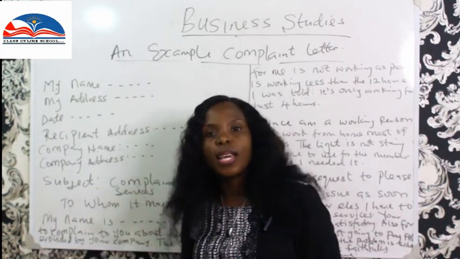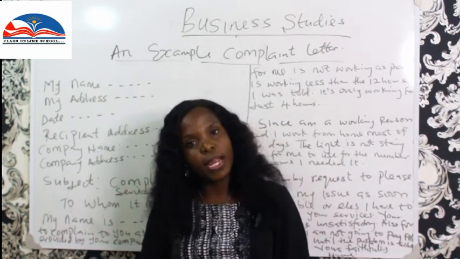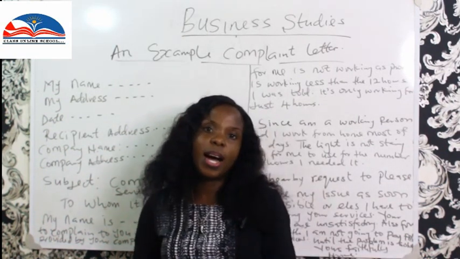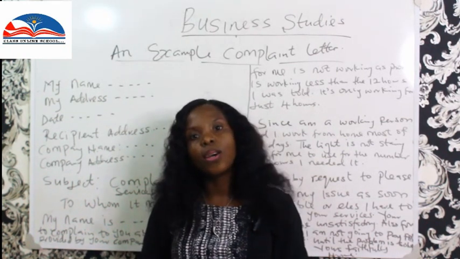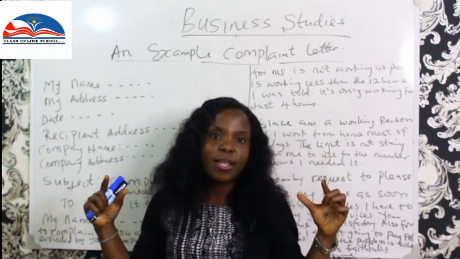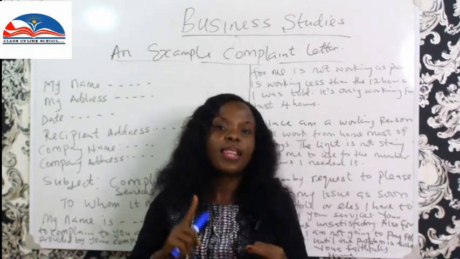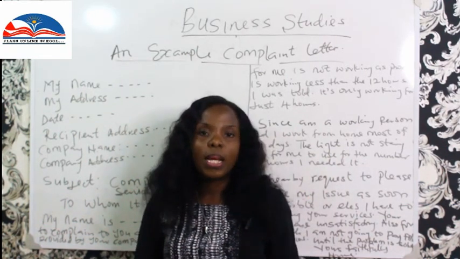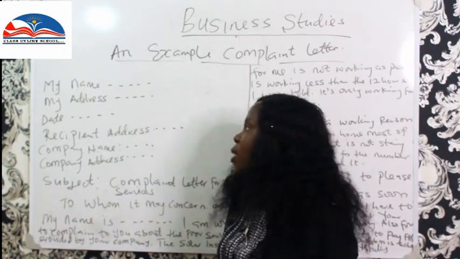Let me run through it again. Pay attention. I told you that in a complaint letter, you will have your own address. You, the sender, the complainant. You put your name first, your address, the date you are laying the complaint. Then here comes the recipient's address. Now look at the format here.